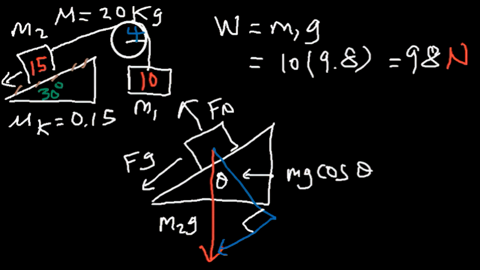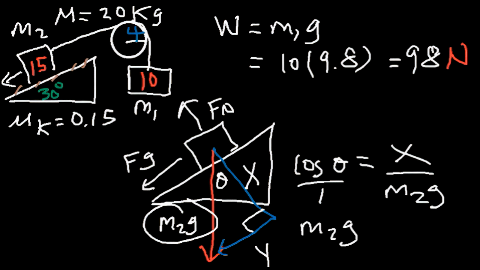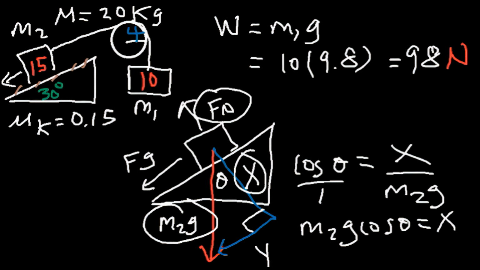So let me explain. Let's call this side x, and let's say this side is y. So cosine theta is equal to the adjacent side x divided by the hypotenuse, m2g. So if we solve for x, we need to cross multiply. So m2g cosine theta is equal to x. And x is the same as the normal force, so m2g cosine theta is equal to the normal force.